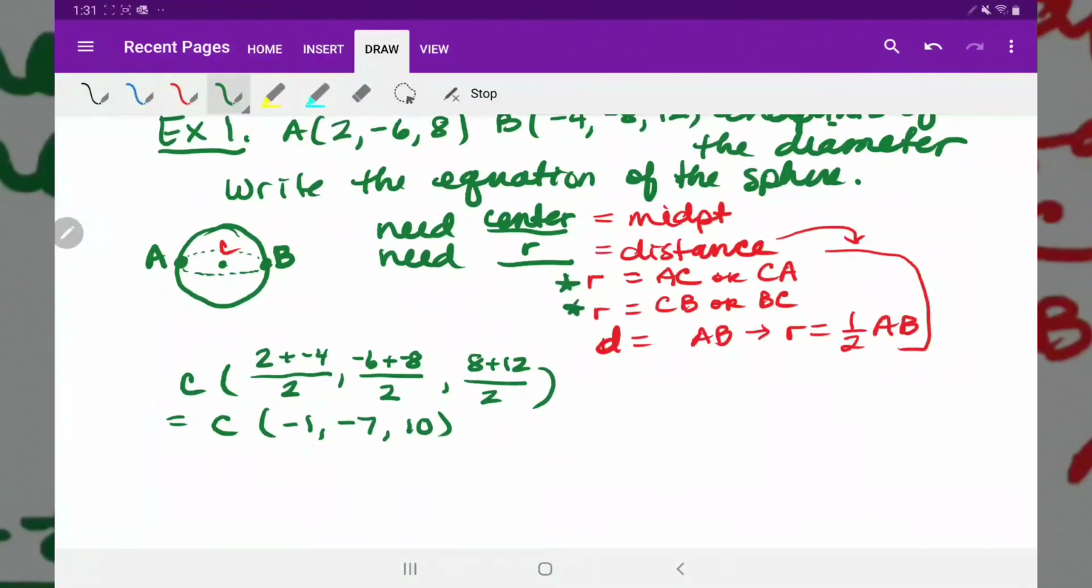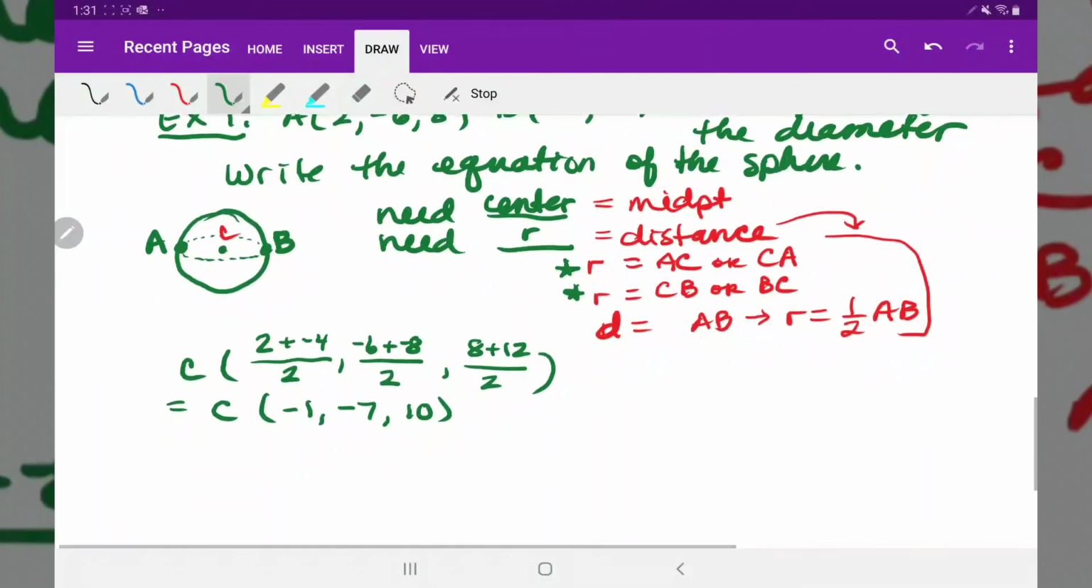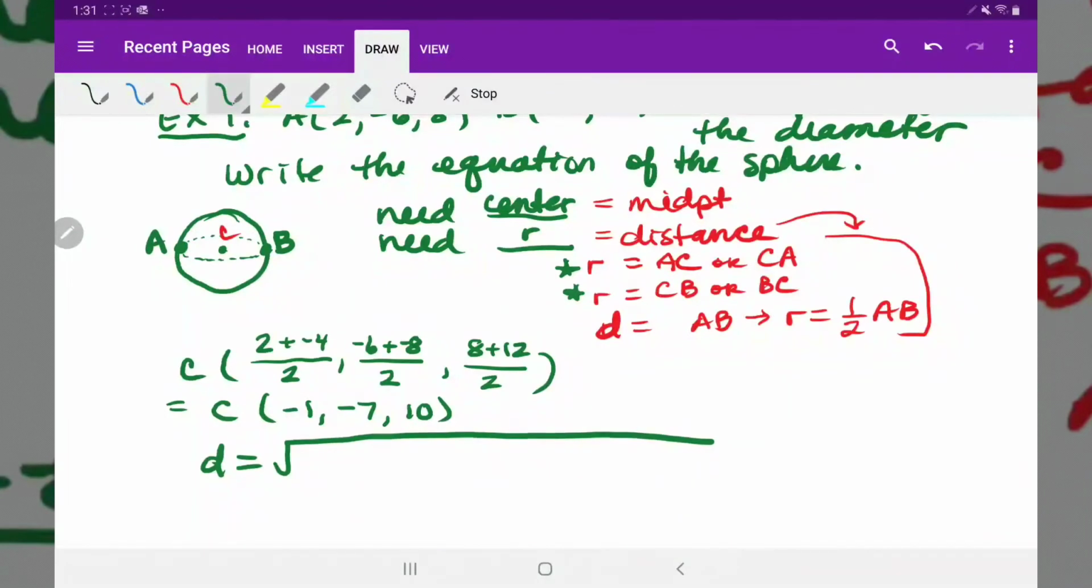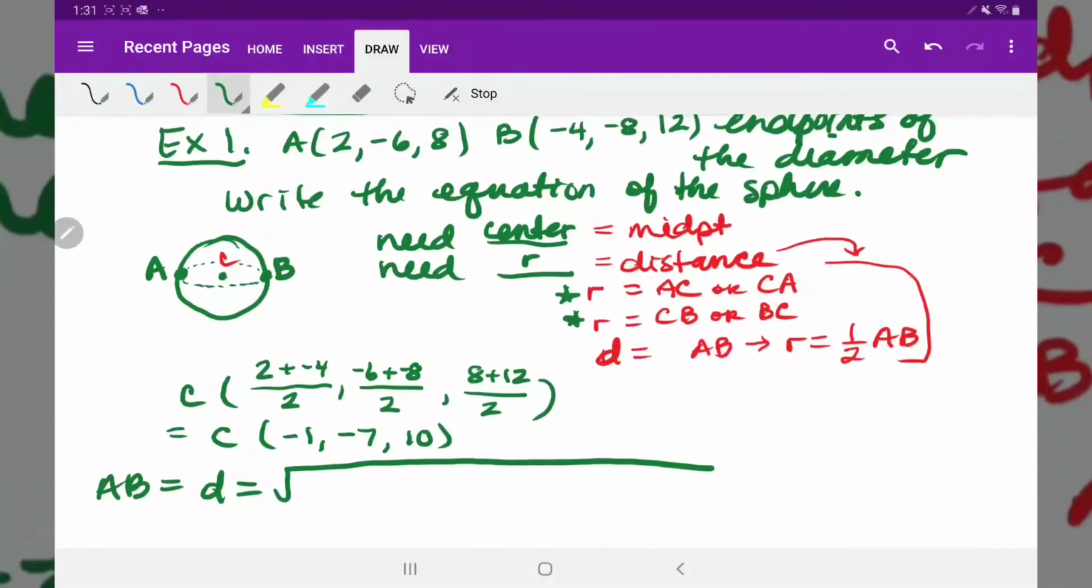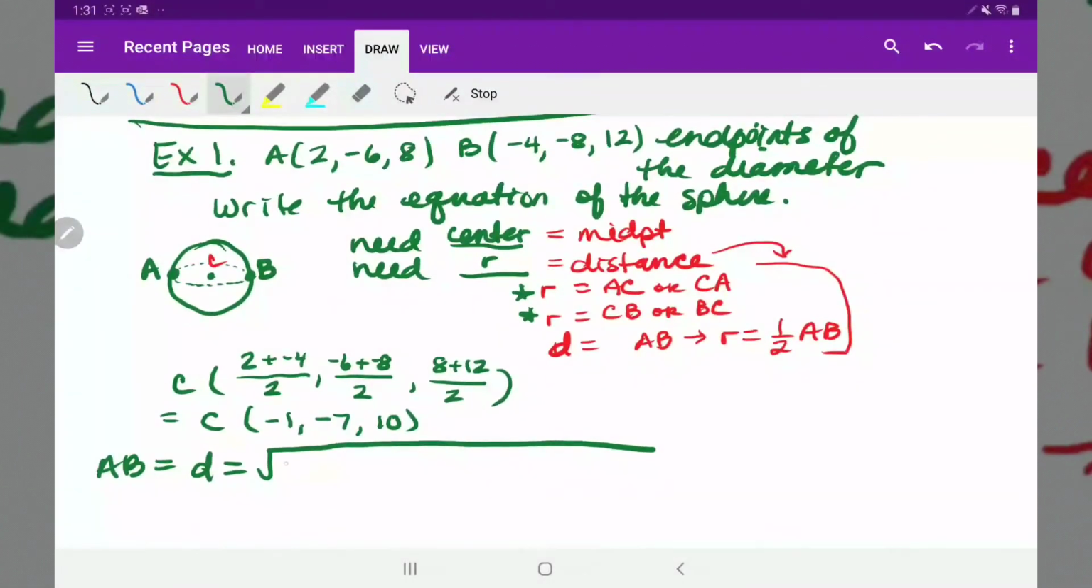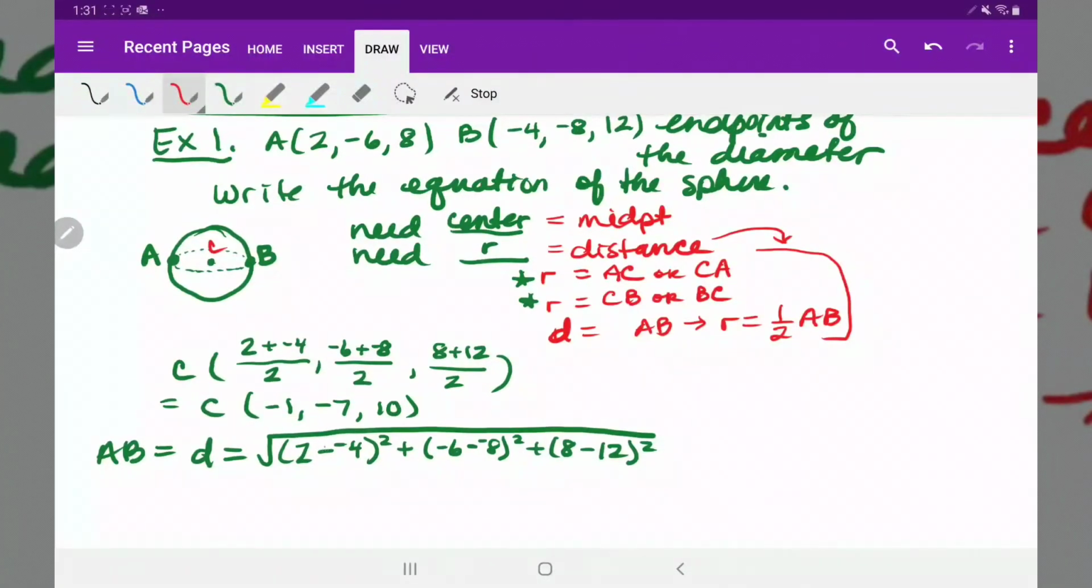So let's get our A and our B back. And you can subtract forward or backwards. You can do 2 minus -4 squared plus -6 minus -8 squared plus 8 minus 12 squared. Or you can subtract backwards because they're being squared. So that's plus, okay. So this is now what? 6 squared plus 2 squared plus -4 squared. You need the negative in parentheses if you're going to keep the negative there. So 36 plus 4 plus 16. So that is 20. That's 56. Square root of 56. So that's a D.